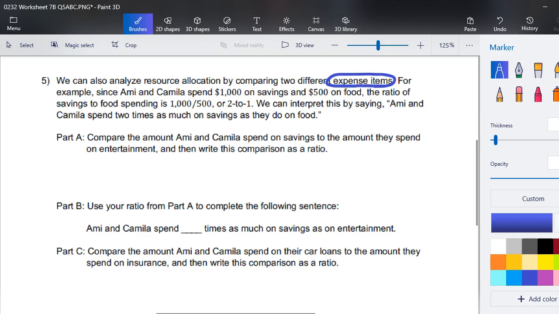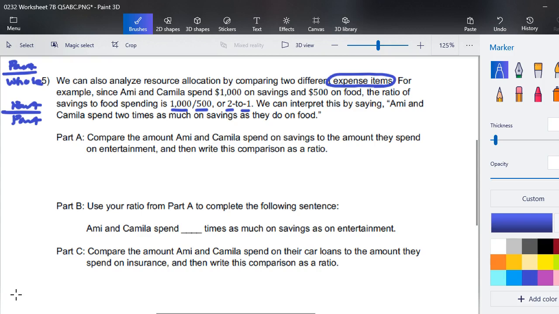We're going to be able to say stuff like spending on savings to food is like a 2-to-1 ratio. When we're doing this, notice I'm not using the word total. On the questions we did earlier, they involved part of the budget as compared to the whole budget. Now we're going to be talking about part of the budget as compared to part of the budget.